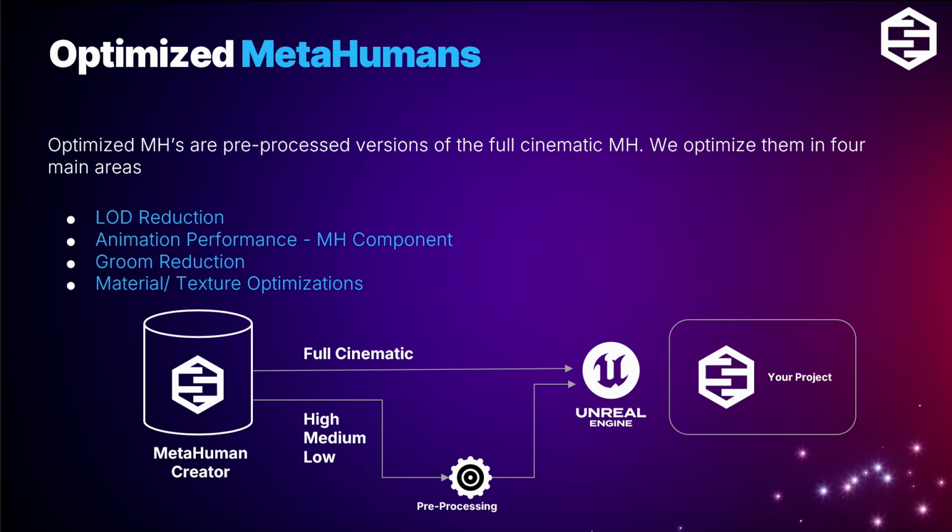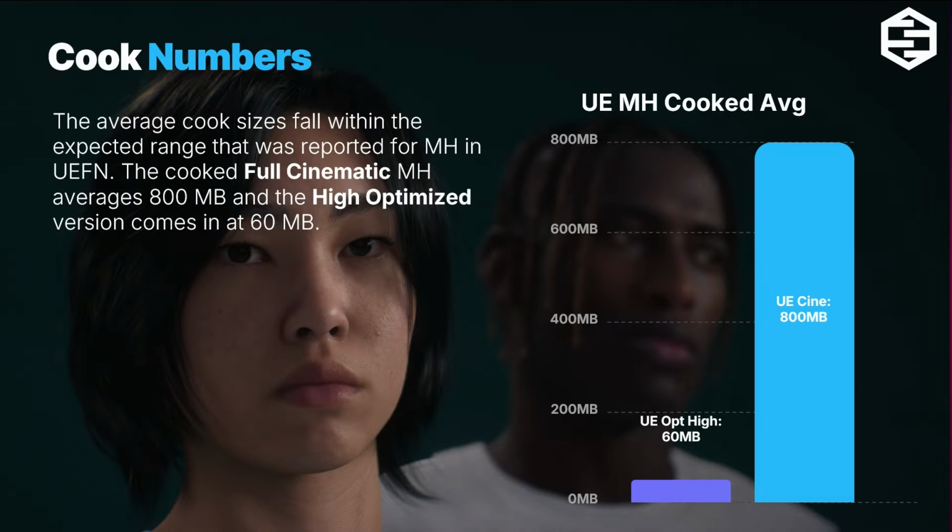Full cinematic MetaHumans are meant for film, for example, or very high-end pre-rendered cinematics. There are settings where you can choose high, medium, and low, and even high can be very game intensive. You can see the output of this with the average cook size. A full cinematic metahuman is about 800 megabytes on disk, which is huge. And just choosing the high-end version of the metahuman goes down to 60 megabytes, which is much more reasonable in terms of setup for your game.